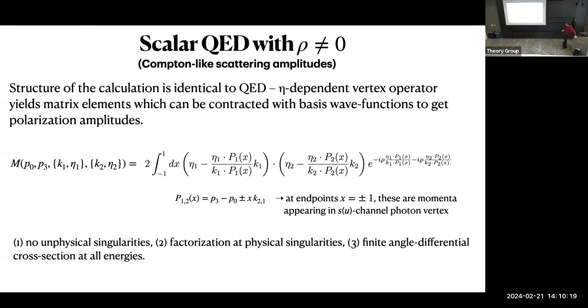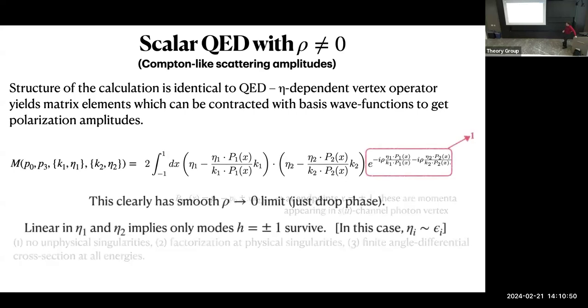So what actually falls out, just like in normal field theory, what you typically compute are M functions that carry vector indices, and then you contract those into wave functions to get amplitudes. Here, what naturally comes out are these eta-dependent M functions, and then you integrate those against wave functions to get amplitudes. You actually get fairly compact results. They have all of the appropriate physical singularities, and on those singularities, you get appropriate factorization. All of the finite angle differential cross-sections are well-behaved. And the only rho dependence was actually appearing in this particular phase structure here.